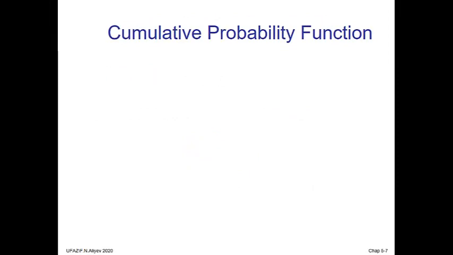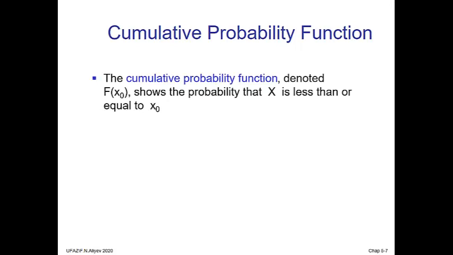Cumulative probability function. The cumulative probability function is one important thing for finding probabilities. And the definition of it: the cumulative probability function, denoted by capital F of x0, shows the probability that x is less than or equal to x0. It is denoted like this and shows the probability that the variable x is less than or equal to x0. x0 is some fixed certain number.